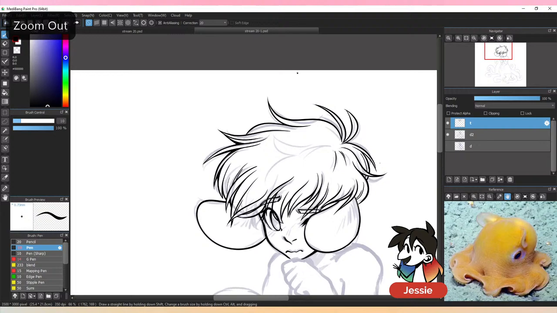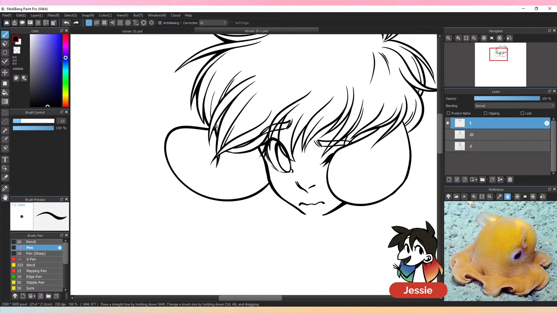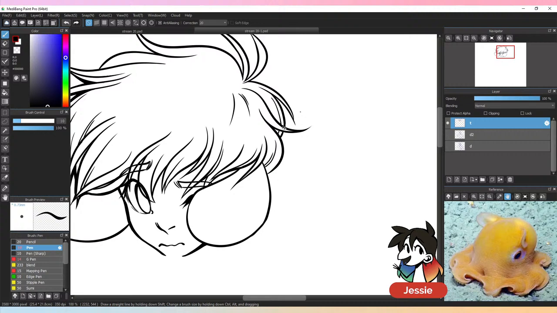Now all I'm doing is just fixing up the line weighting in some areas, because I want some areas to stick out more than others, right? So the silhouette overall is what I want to stick out the most. So I'm thickening up these lines and letting the extra lines that I have in here fade into the background a little bit more.